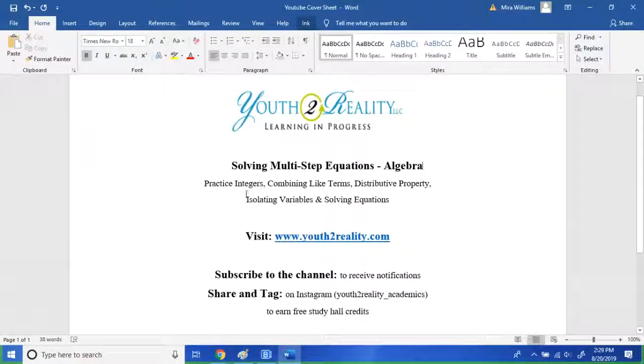Again, some of the vocabulary you want to be familiar with is how to solve integers, adding and subtracting, multiplying and dividing. When do you combine like terms? Using the distributive property, isolating variables, and solving equations.